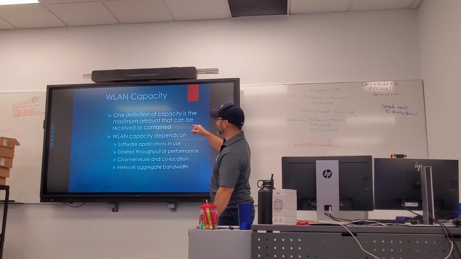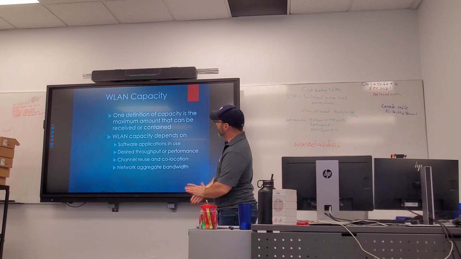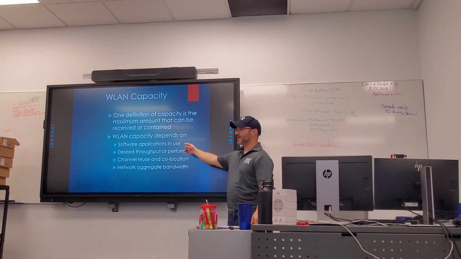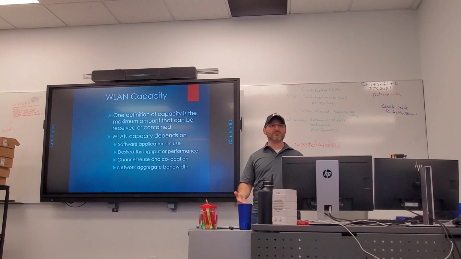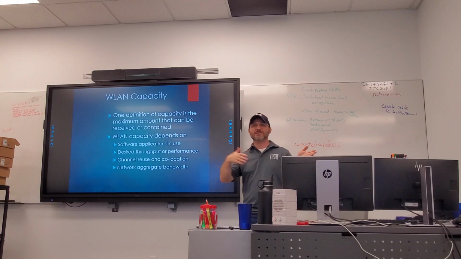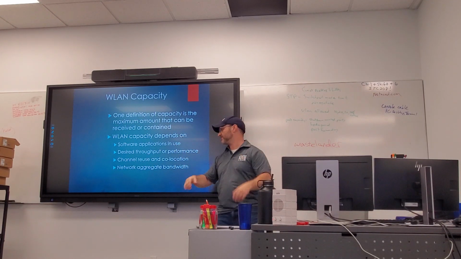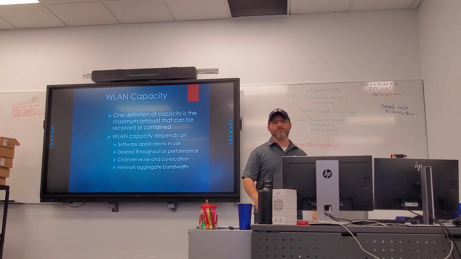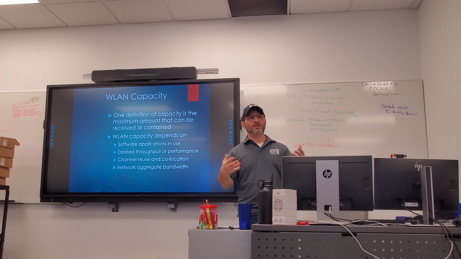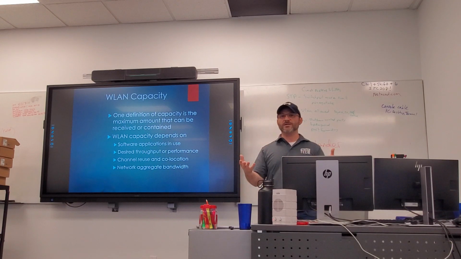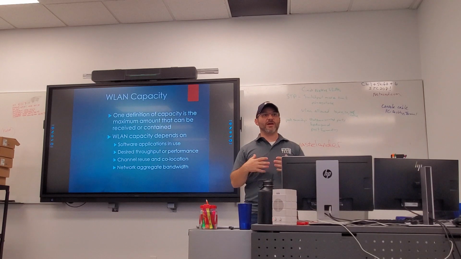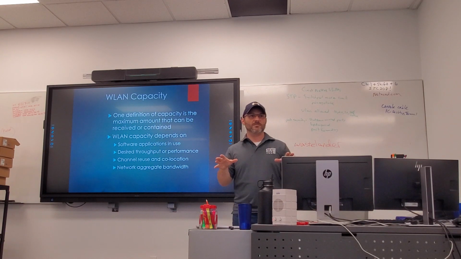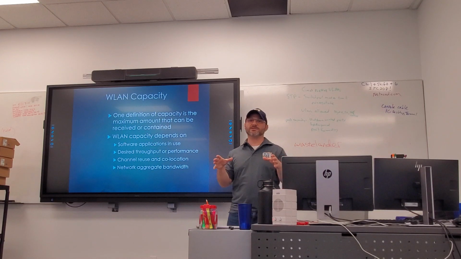Capacity, we just kind of mentioned it. The definition of capacity is the maximum amount that can be received or contained. What kind of software are you using? Desired throughput performance, channel reuse, co-location. So are you using all channels 1, 6, and 11 because of how close the access points are? And network aggregate bandwidth. How much bandwidth can you actually provide them? If I've got 1 gig to my access point, and I want to make sure that every user in that area has at least 100 megs, how many clients would I be capped to?